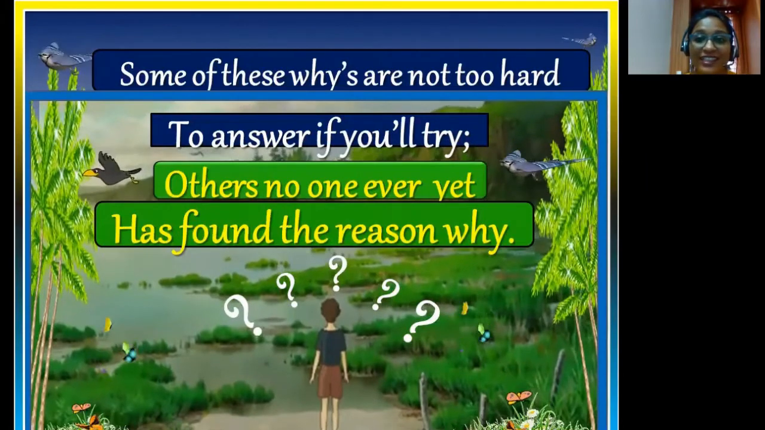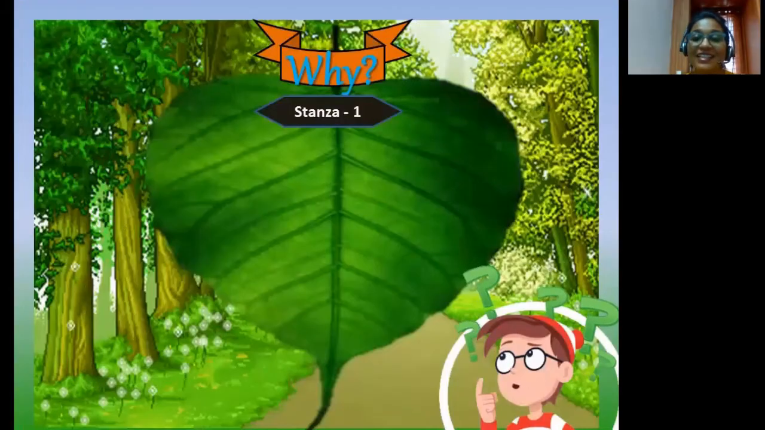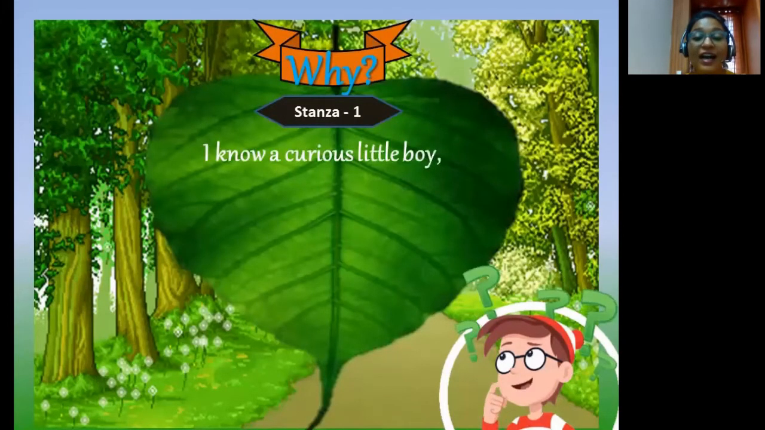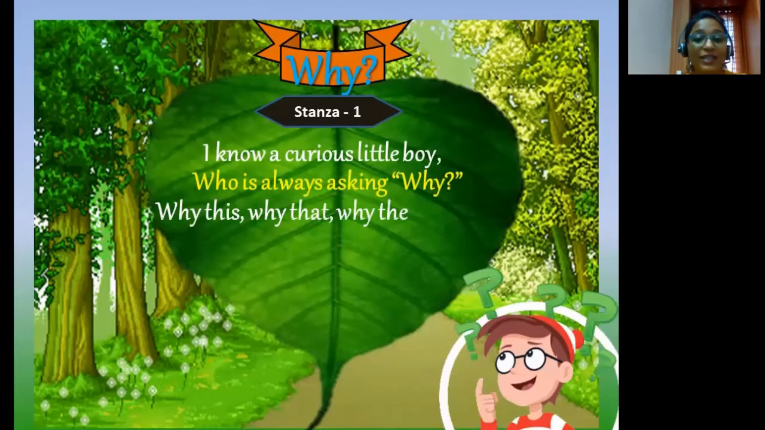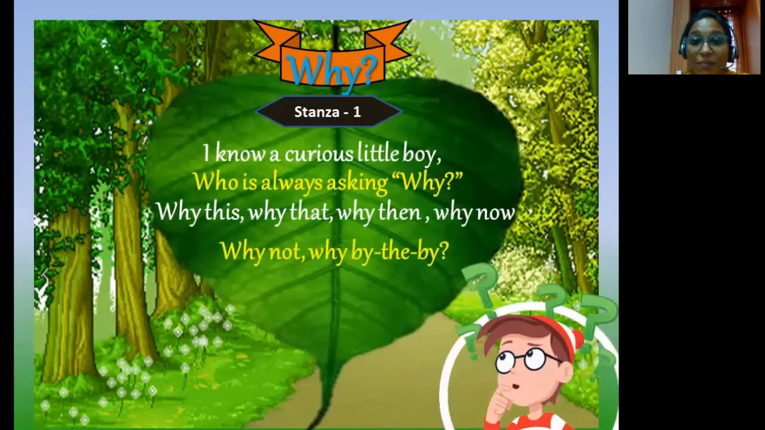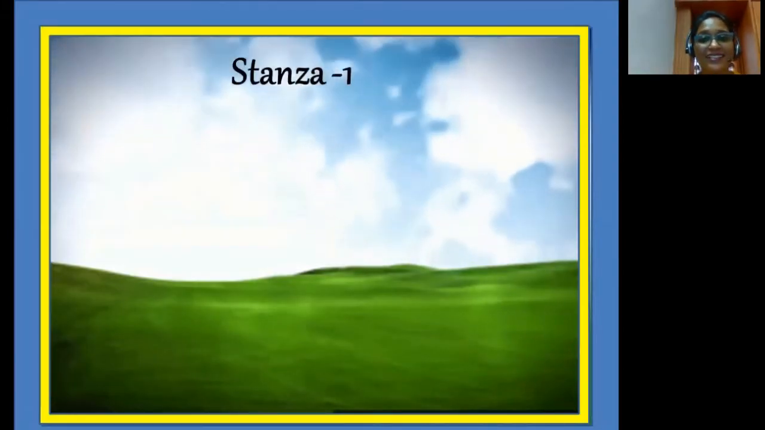Now children, let's discuss the poem in detail. Stanza 1. I know a curious little boy who is always asking why. Why this, why that, why then, why now? Why not, why by the by? Explanation to stanza 1.